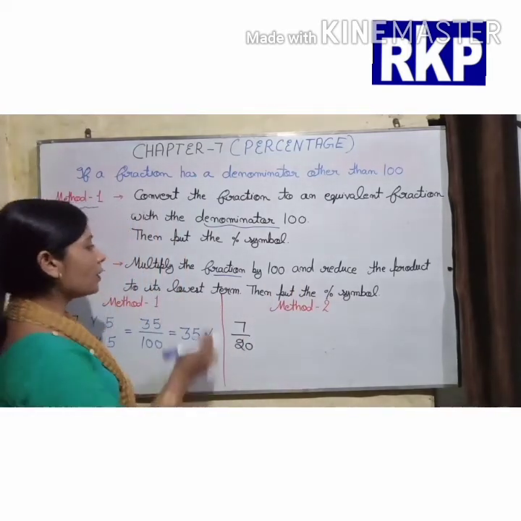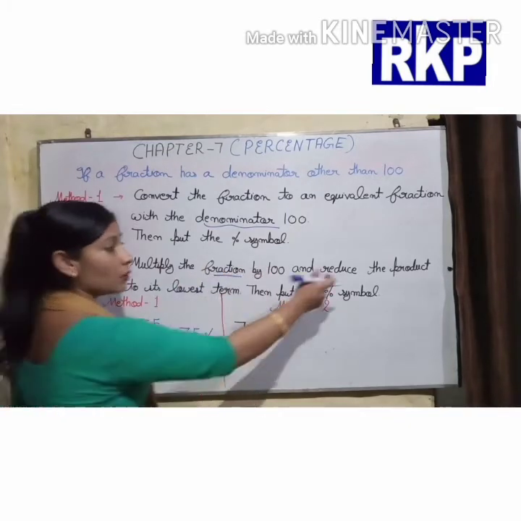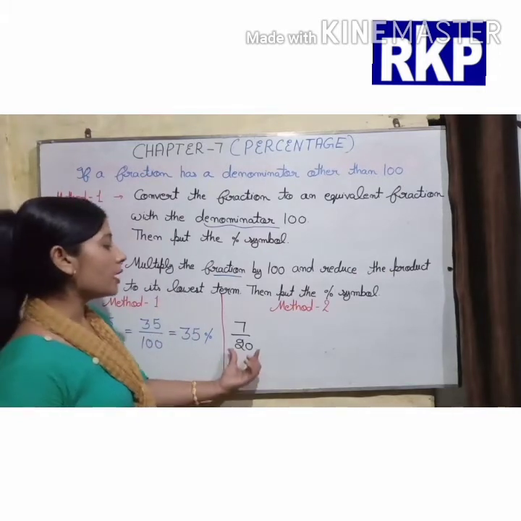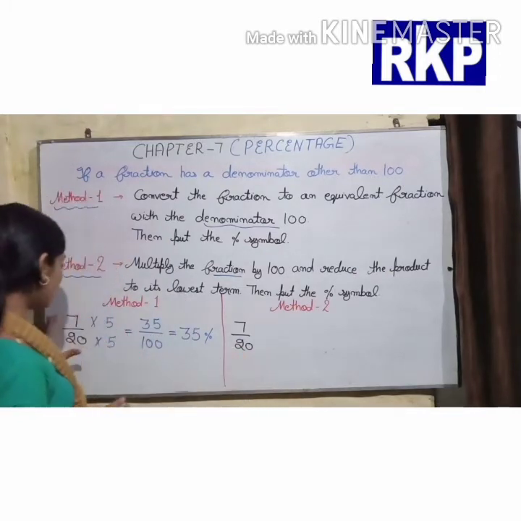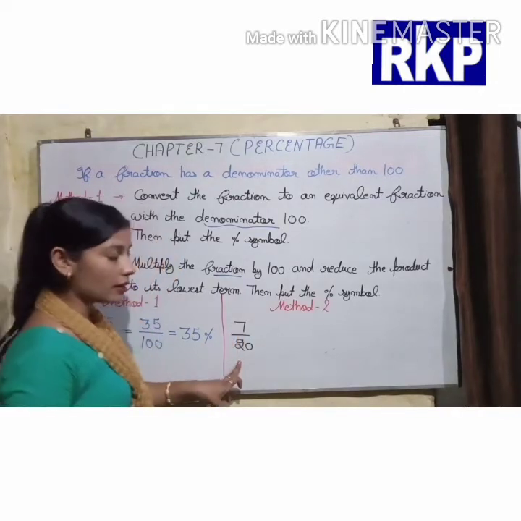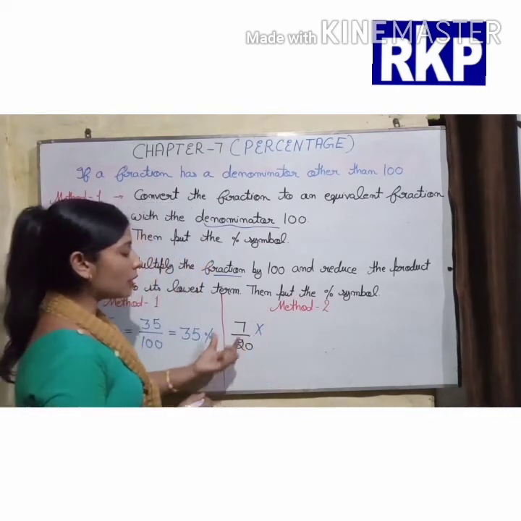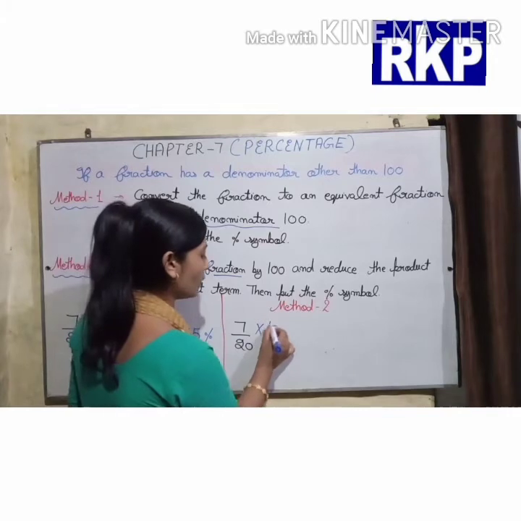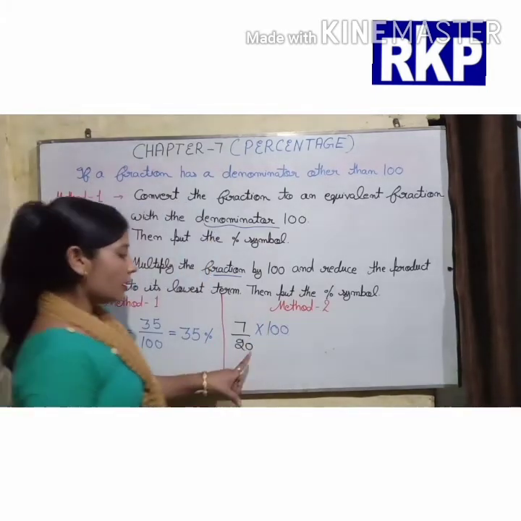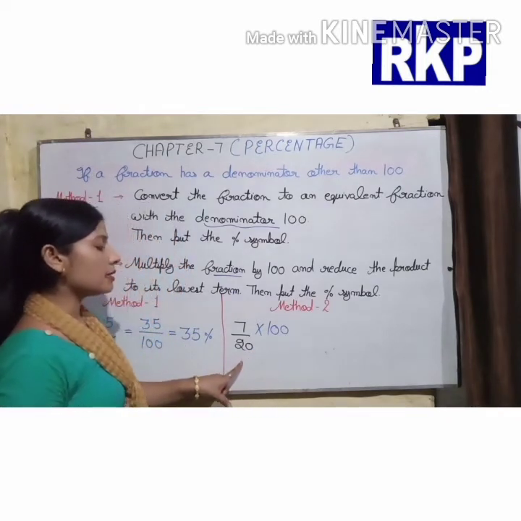First of all, we have to multiply the fraction by 100 and then reduce the product to its lowest term. Okay. So now again let us take the same example. Here I have written 7 by 20. So in this method we need to multiply this fraction with 100. Now beta, here we have 100 and here we have 20 as a denominator.